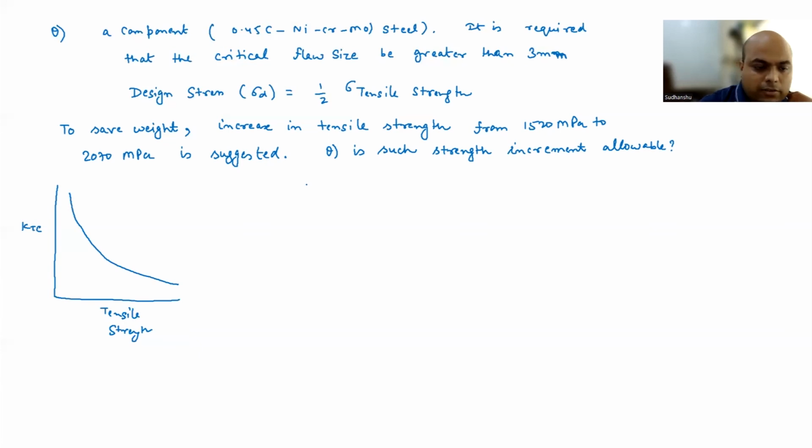Okay. So let's solve this quickly. This is also a very simple problem. You have been given K1C because you know the tensile strength, so you have to use the plot. Okay. So K1C is known, you know what is sigma D, right? Because the tensile strength is 1520 or 2070. So you have to calculate the a value. Okay. So case 1, where tensile strength is 1520 MPa. So sigma D is 1520 by 2.